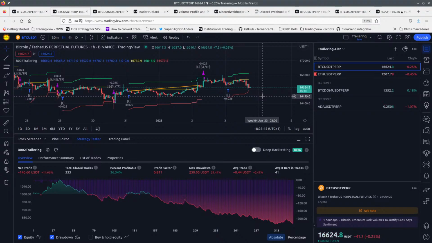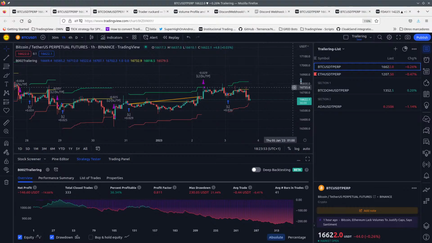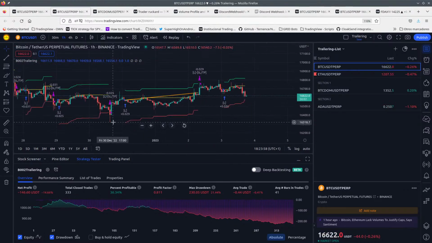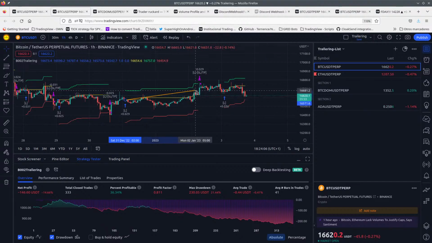Yeah, I want to check this thing about the stop loss and so on, because I'm curious if it makes sense or not. Okay, let's take a look.